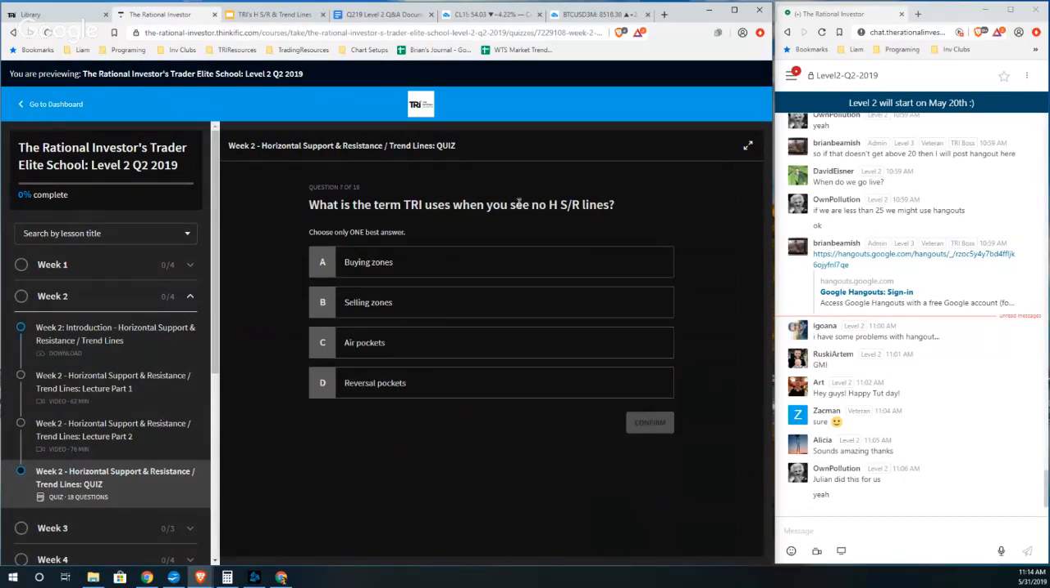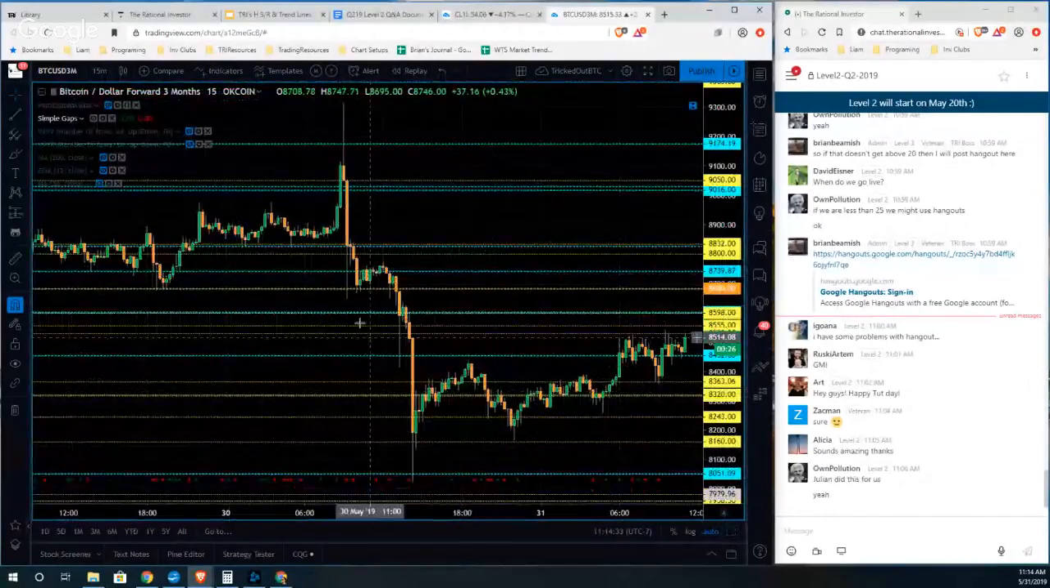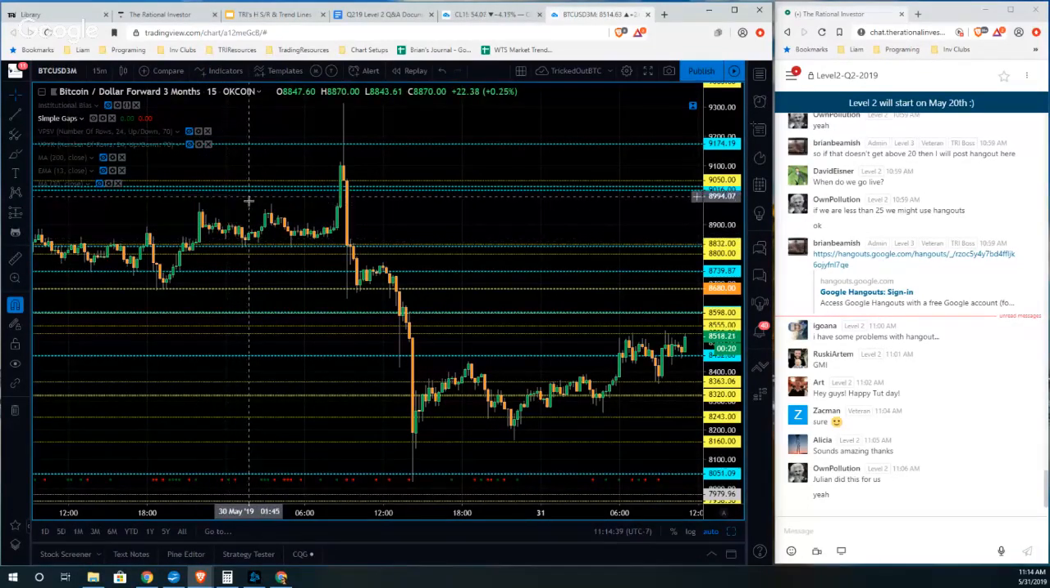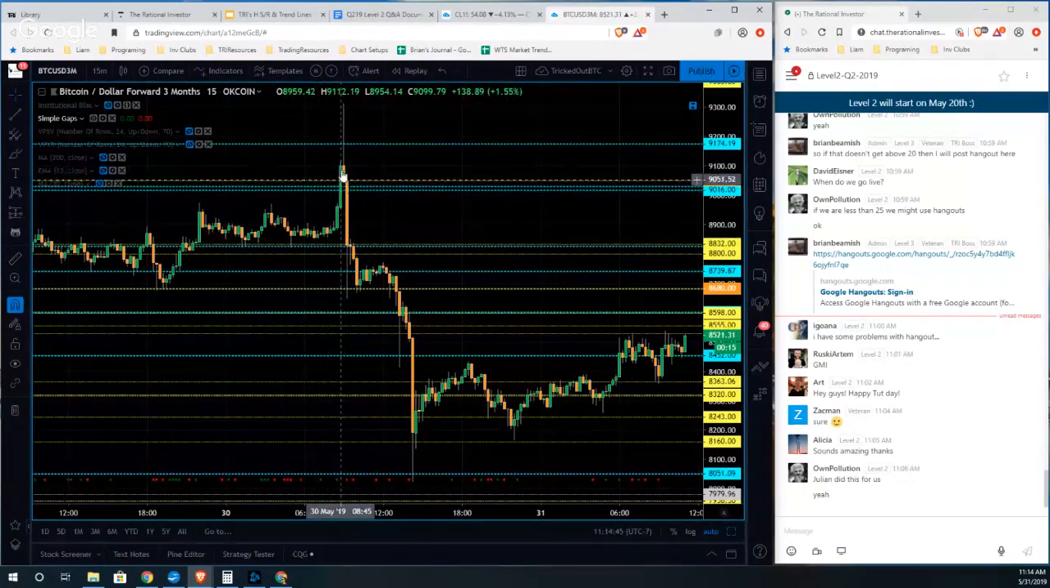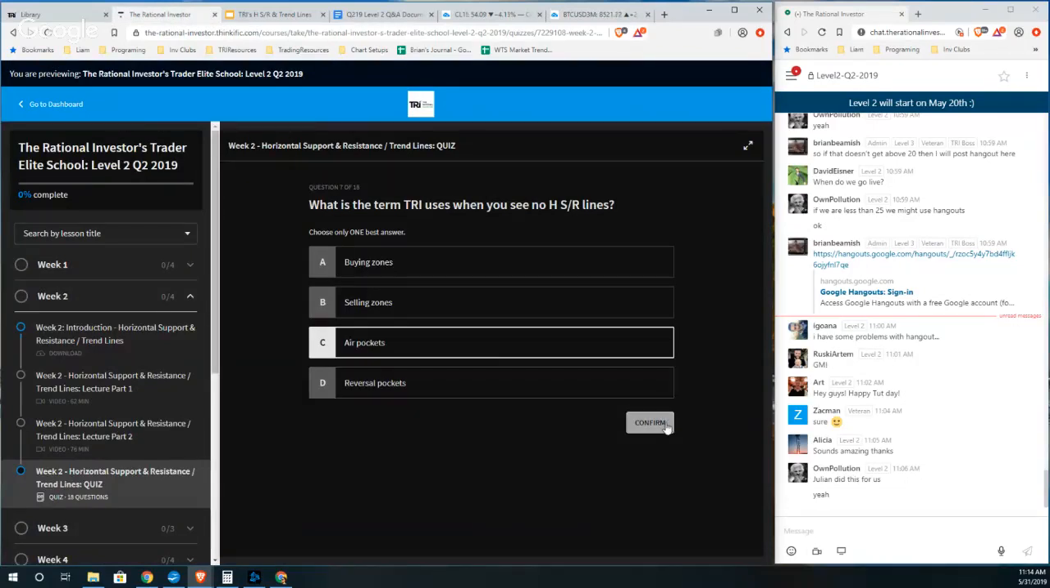Okay, what is the term TRI uses when you see no horizontal support and resistance? Hopefully you got that from the video. I like to call those air pockets. And also, a good example: when you get into air pockets where there are no support and resistance lines, you can kind of see support, support, support, support. This is really an air pocket. So if we accept this level, where are we likely to go to? And boom, you can see we ran right into another cluster. And then we lose these levels. Where do we come back to? Boom, right back to another cluster. Works really well.